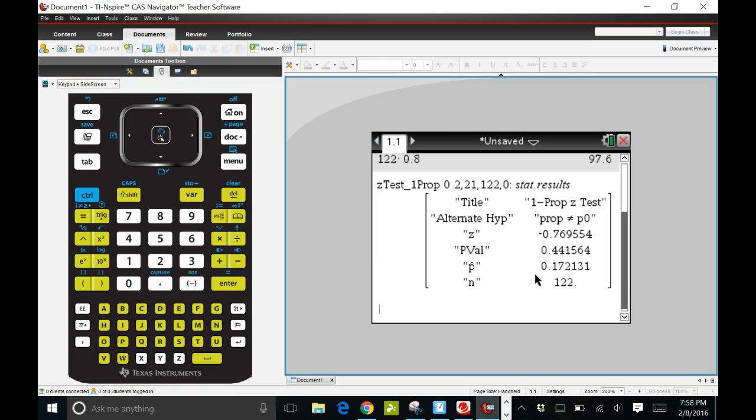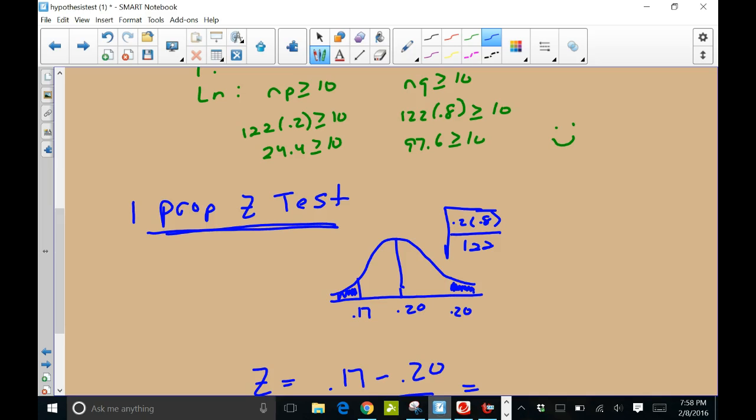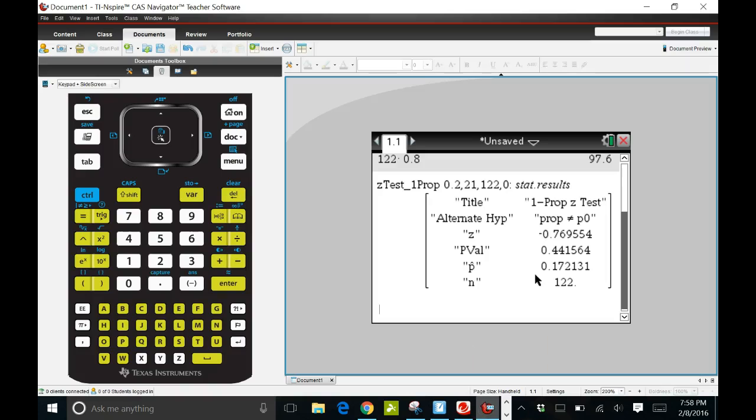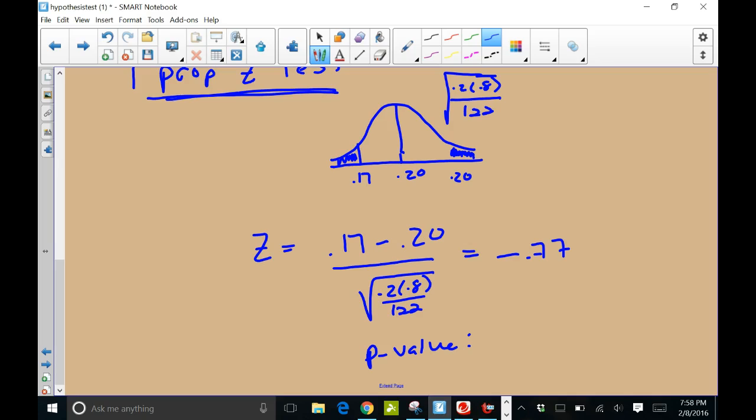When we do this, it tells me the z-score is negative 0.77. Let's round it to that, which isn't a very unusual z-score. And then the p-value, let's go back here, was 0.44. So it's absolutely not unusual to get a sample statistic at least as extreme as ours in either direction if the true proportion is 20%. So therefore we are going to fail to reject the null.